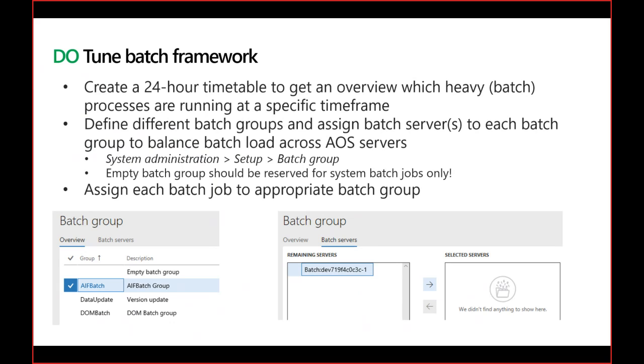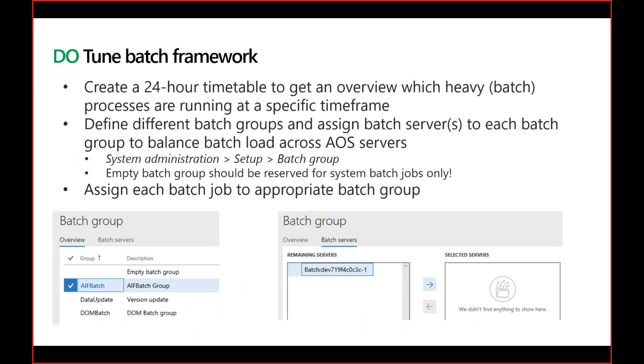And when you do your performance testing throughout the project lifecycle, you then can already take this into account and set up such a performance benchmark using this timetable. So you define different batch groups, and this is also a lot of times not done. And the idea of different batch groups is then that you can assign specific batch servers to each of these batch groups. This will help you to balance the load across your AOS servers.